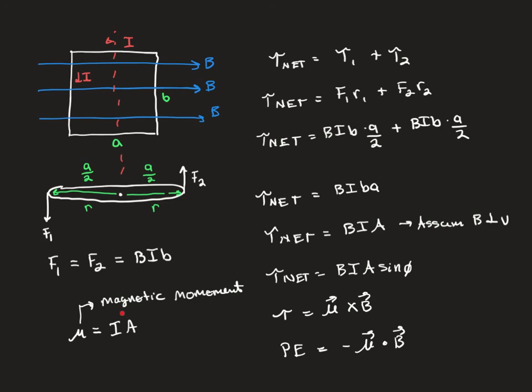We can also define something called the magnetic moment, which is the current times the area. So we can also calculate the torque by taking the magnetic moment crossed with the magnetic field strength. And just as a side note, we can calculate the potential energy stored due to this by taking the negative of the magnetic moment dotted with the magnetic field strength.